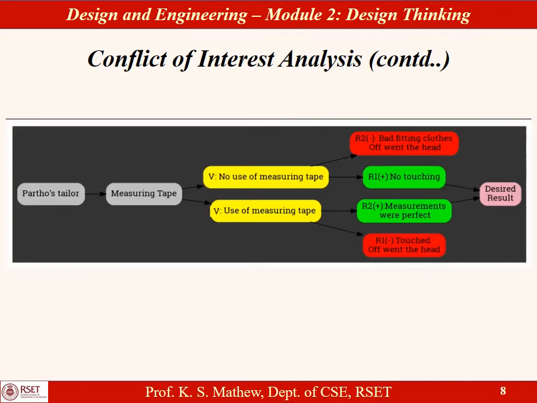So the desired result of the solution we are going to provide for this problem is no touching, but at the same time the measurement should be perfect. No touching Porthos and the measurements are perfect. This is the desired result from the solution we are going to suggest. If the solution doesn't address or meet any of this desired result, his head will go. Your tailor's head will go, right?